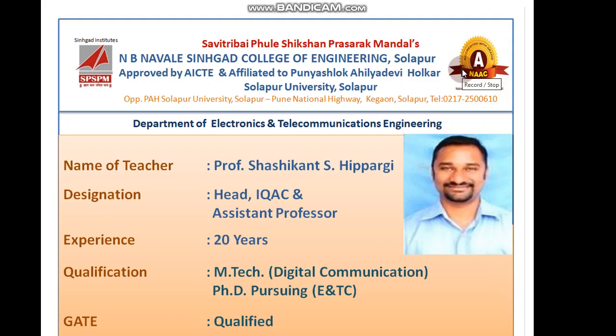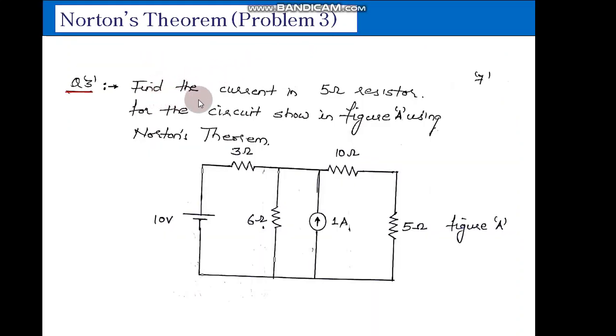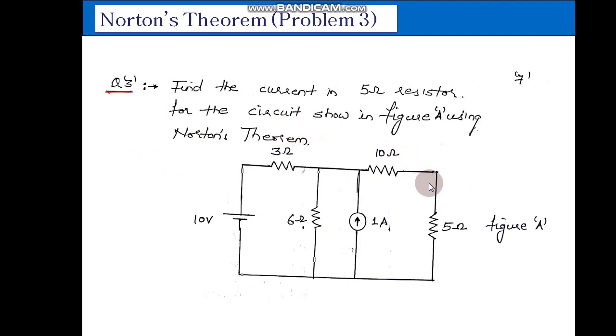Welcome back to the new session of Norton's theorem. I am going to take here the problem where both the current source as well as the voltage source is available in the circuit. So the question here is like this: find the current in 5 ohm resistor for the circuit shown below using Norton's theorem.